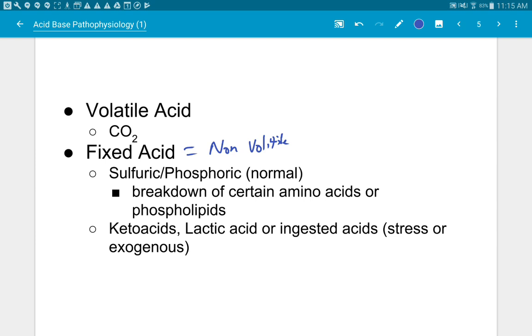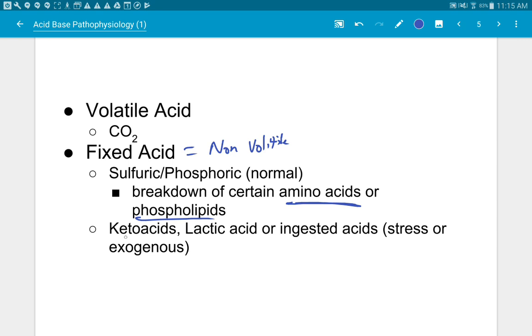And the main ones are sulfuric acid or phosphoric acid, and that's coming from breaking down amino acids or phospholipids. You normally metabolize some of those, and this is kind of like a byproduct. You know how you have urea in the blood and you need the kidneys to remove it? These are the same sort of things. A byproduct of normal metabolism ends up in the bloodstream. Your kidneys do remove these as well, but they're in there too.